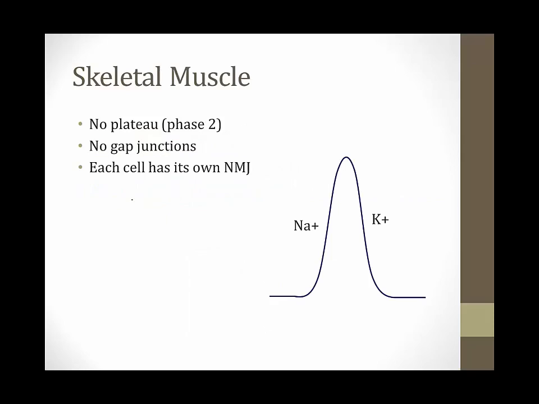Let me pause here and contrast the myocyte action potential to the action potential of skeletal muscle. That's what's shown on the screen here. Skeletal muscle also depolarizes by having sodium enter the cell, and then it repolarizes by having potassium leave the cell. Notice, however, that there is no plateau or phase 2. That's because calcium is not involved in the action potential of skeletal muscles. In addition, skeletal tissue does not have gap junctions, so each cell has its own neuromuscular junction. In other words, each cell must be individually depolarized by a neuron because the depolarization cannot travel from one cell to another like it does in the heart.